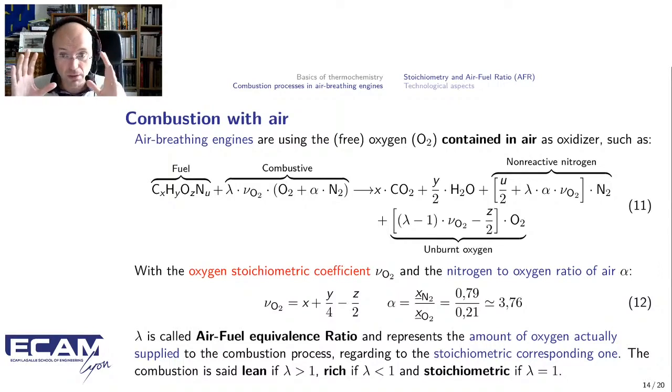This is the complete equation of a hydrocarbon. It's a little bit more complicated than a hydrocarbon fuel because the fuel can also contain some oxygen and nitrogen. This way it's possible to consider, for example, ammonia. I have the stoichiometric coefficient of oxygen, and oxygen always comes with some nitrogen.